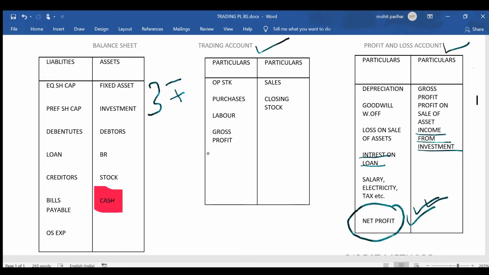Now the liability side of balance sheet, excluding current liabilities, is a part of financing activities.